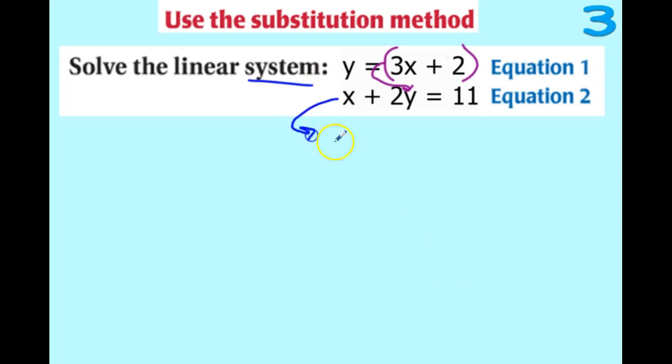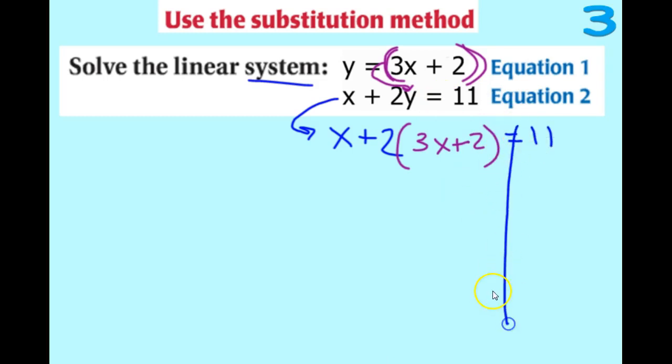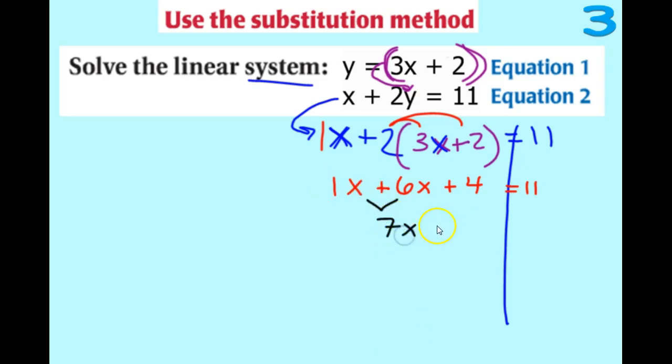So I'm just going to rewrite this equation. x plus 2, and it's touching the y, so multiplied by y, which is this whole thing, 3x plus 2. And then it says equals 11. So I need to solve this to figure out what x is. So first, I'm going to distribute. This is really a 1x, so I'm going to put 1 there. 2 times 3x is 6x, and 2 times 2 is 4. Then 1x plus 6x gives me 7x.